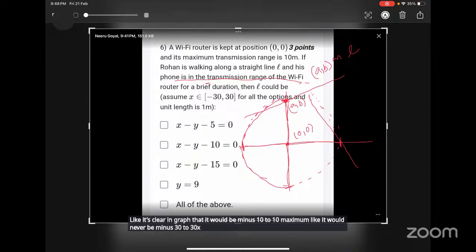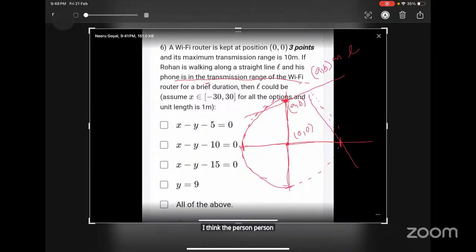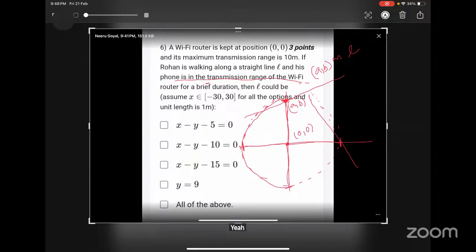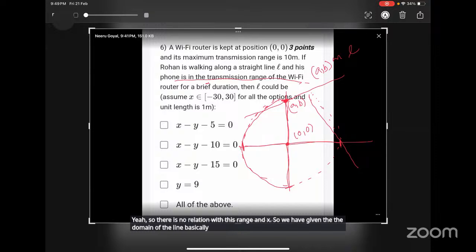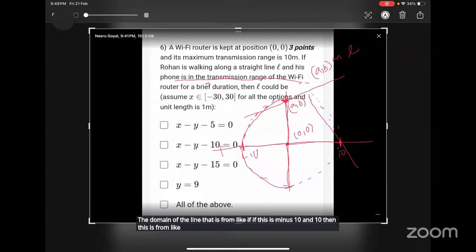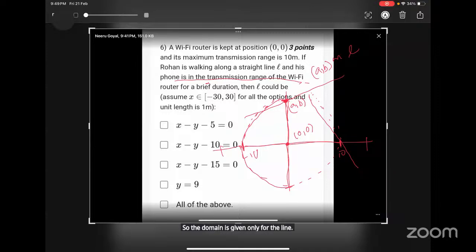No, I think the person is moving across the line in the range of minus 30 to 30, traversing the path for a very brief period in the coverage area. I think that seems to be the question. So there is no relation between this range and the router range. We have been given the domain of the line basically. Oh, okay, makes sense. The domain of the line, if this is minus 10 and 10, then suppose this is minus 30 and 30. So the domain is given only for the line.